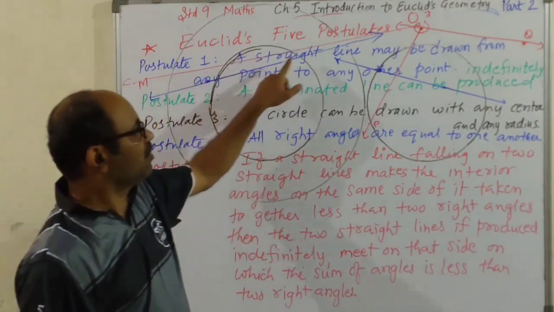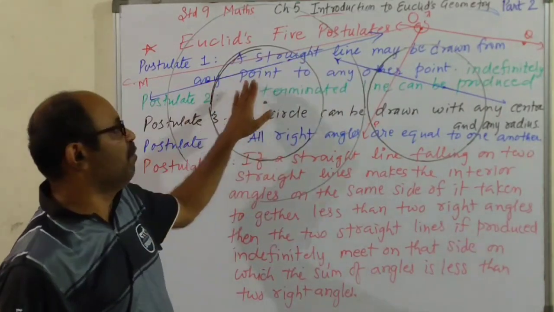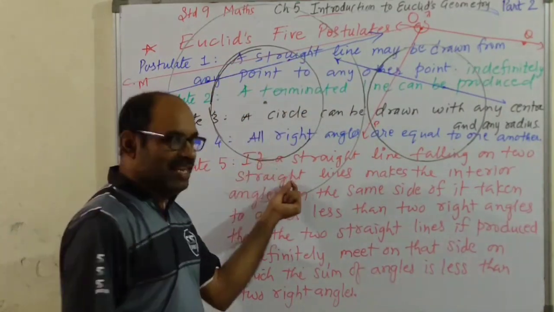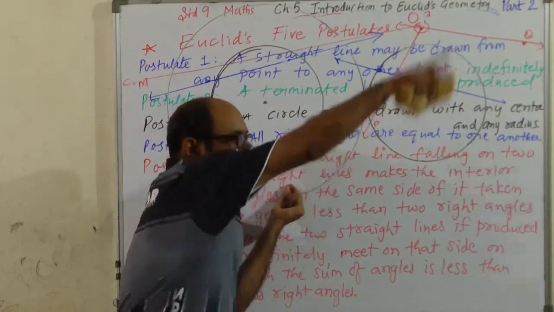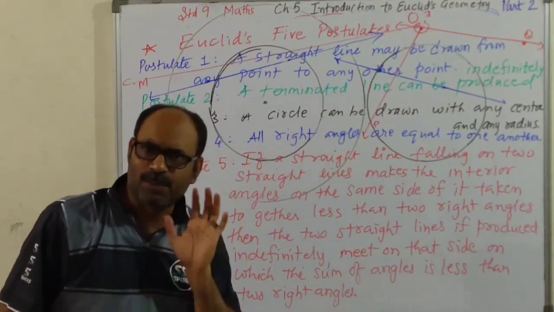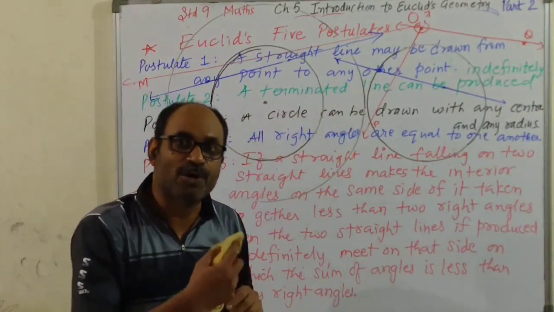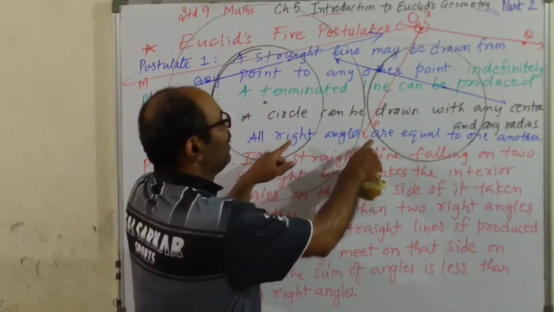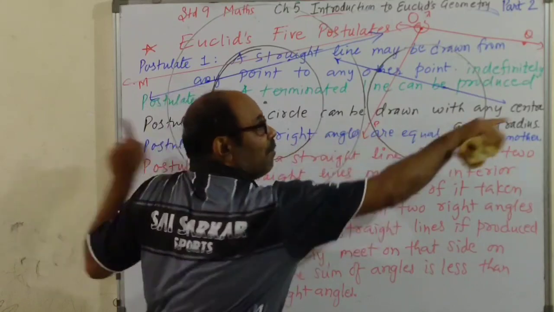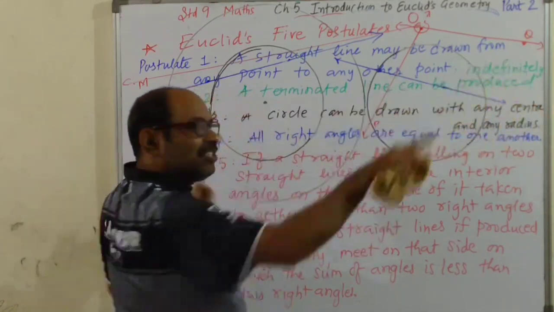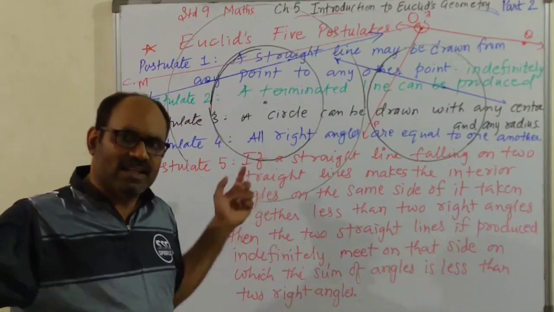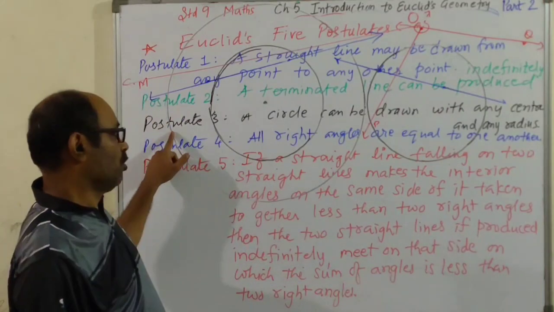Postulate 1: A straight line may be drawn from any point to any other point. Choose any point, take any other point, a straight line can be drawn through them. That is Postulate 1. Postulate 2: A terminated line segment can be produced indefinitely. A line segment having two end points can be extended in the opposite direction indefinitely, as far as you want.